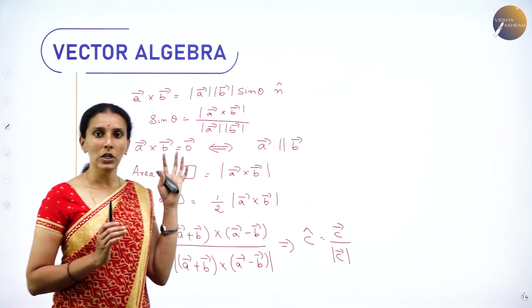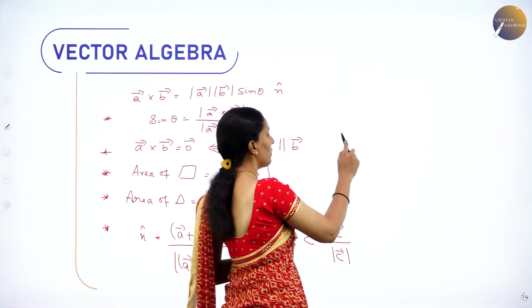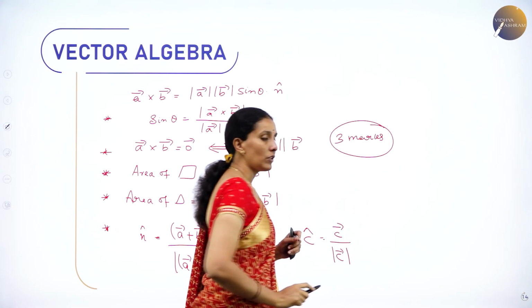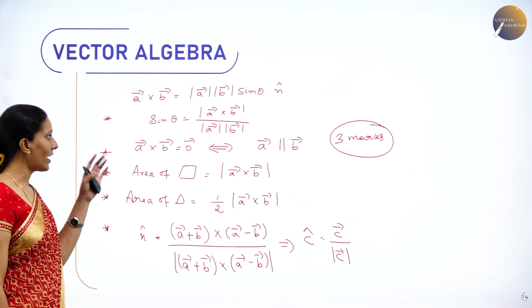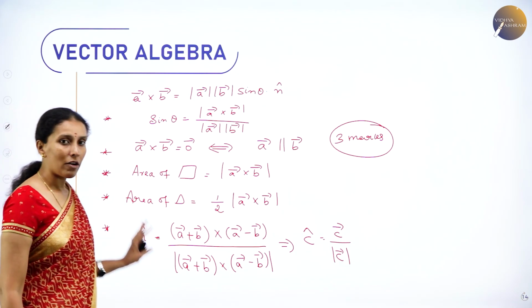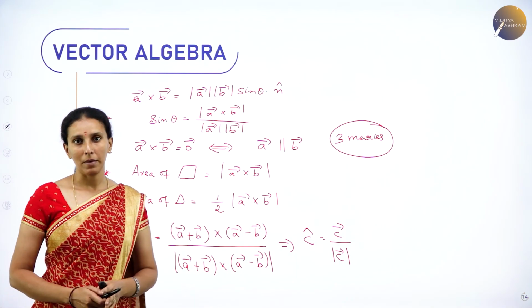So these are the questions which you can expect from the vector product. So we have 3 marks for these type of question. So finding area of parallelogram, area of triangle, sine theta, or finding the unit vector along the direction of A plus B and A minus B.